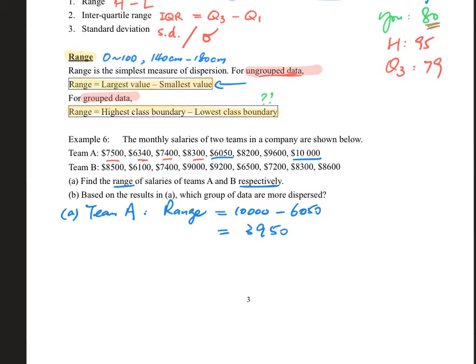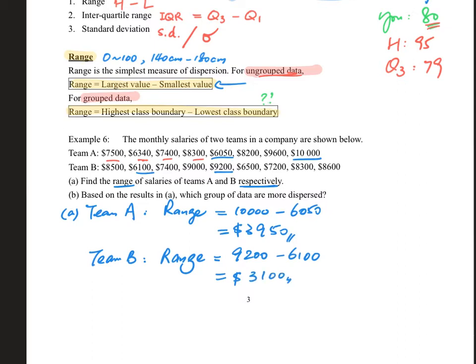In statistics, don't forget that most of the time we have the unit sign, which is dollar. For team B, we do the same thing: we search for the highest value and the lowest value. The highest one is 9200, while the smallest one is 6100. So you have 9200 minus 6100, which gives you the value of $3,100.